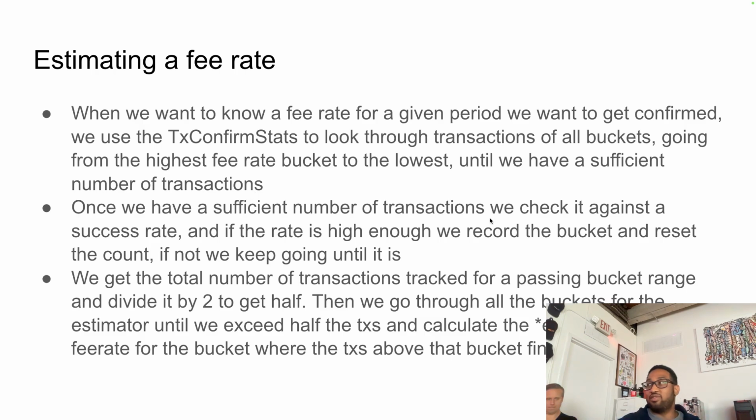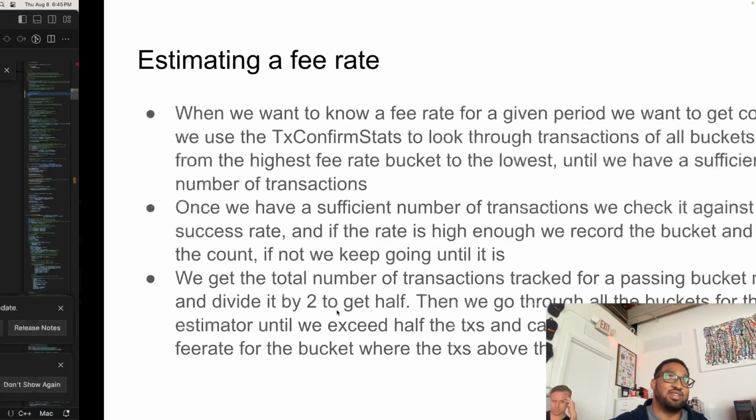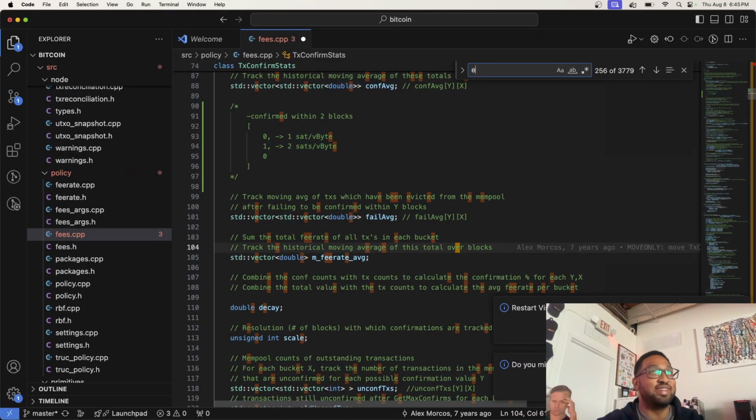Then when I have a sufficient number of transactions, we'll check it against some success rate that's defined in the code. I forget what the success rate is for like the default fee rate computation, which is what we call like medium. And if the rate is high enough, we record the bucket and reset the count. If not, we keep going until it is. And we get the total number of transactions tracked for a passing bucket range and divide it. Okay, well this might be easier if I just look at the code. But usually it isn't.